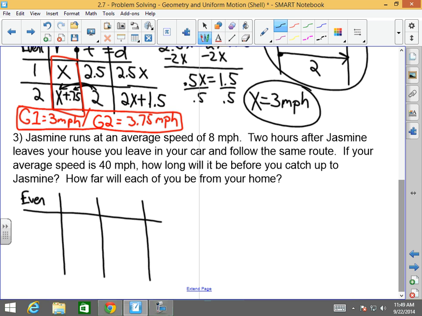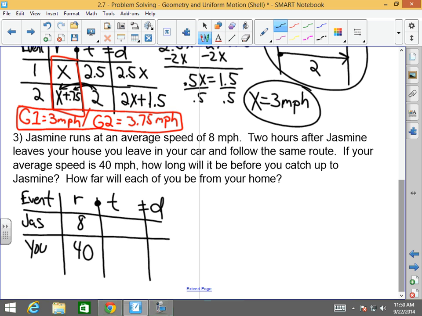You've got the event, and then you have rate times time equals distance. So the event here is Jasmine running, and then you in your car. It says here very clearly that Jasmine is running at an average speed of 8 miles per hour. 2 hours after Jasmine leaves your house, you leave in your car and follow the same route. If your average speed is 40 miles per hour, okay, so now we have the rates. Now, time. It says here that 2 hours after Jasmine leaves your house, you leave in your car.